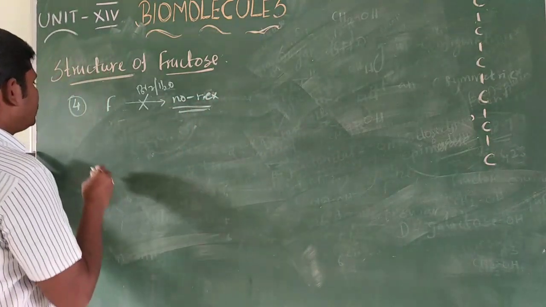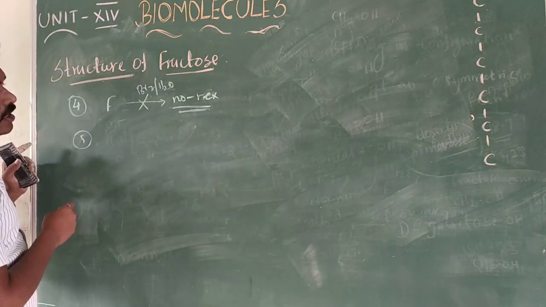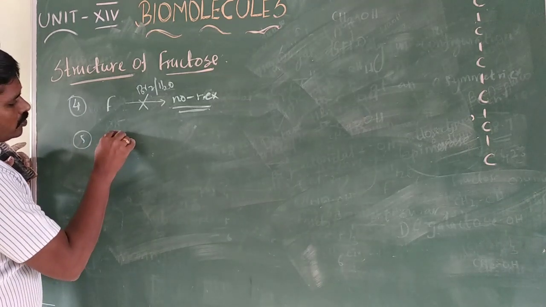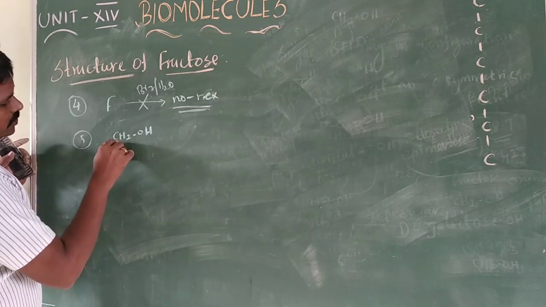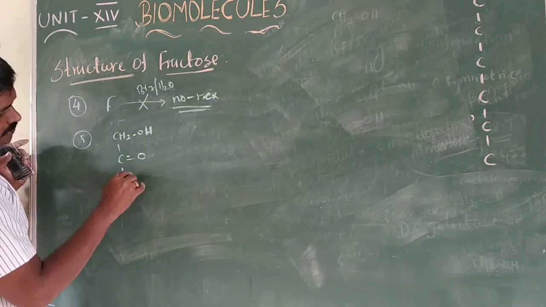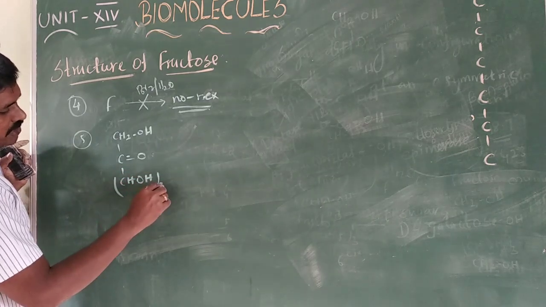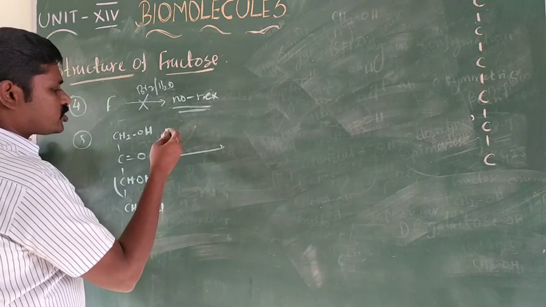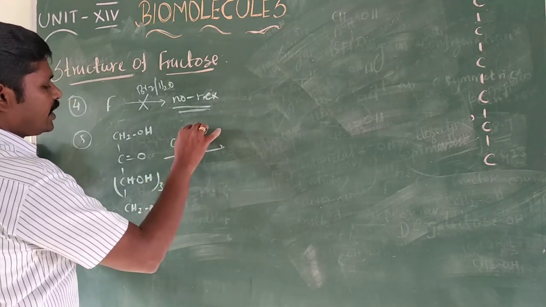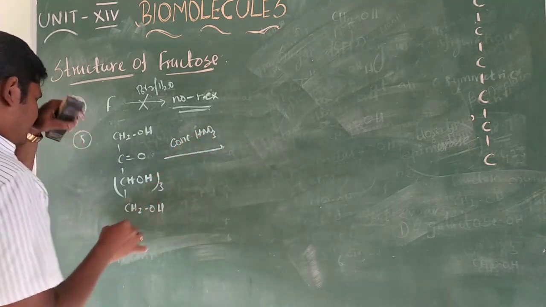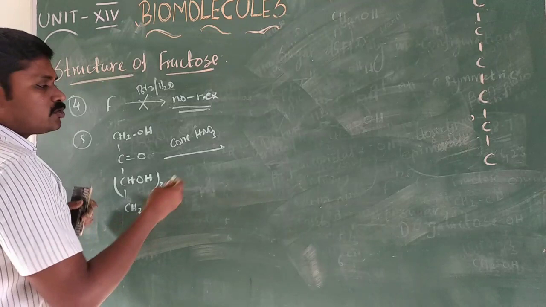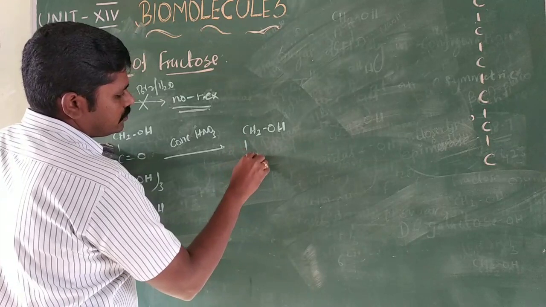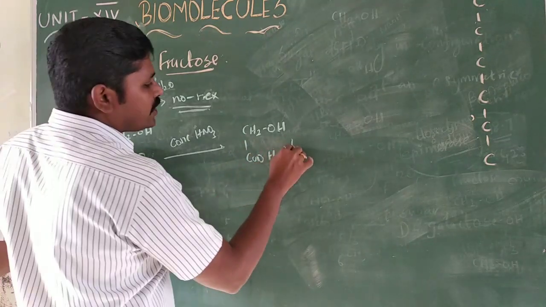And then the fifth point: fructose reacts with concentrated nitric acid. CH2OH, C double bond O, CHOH three times and CH2OH reacts with the strong oxidizing agent, concentrated nitric acid, to give glycolic acid and tartaric acid.